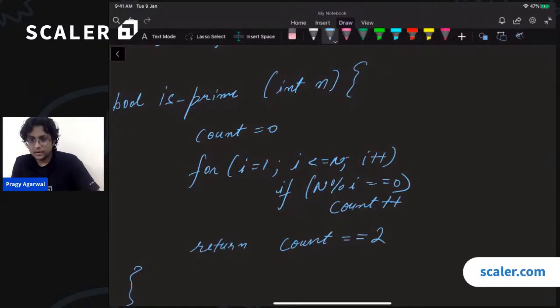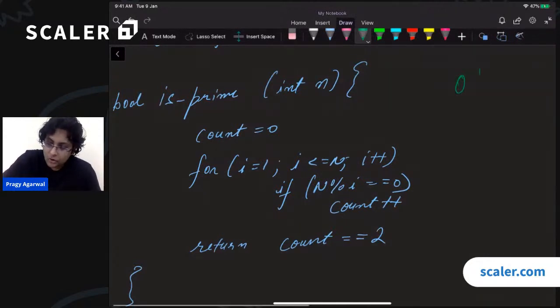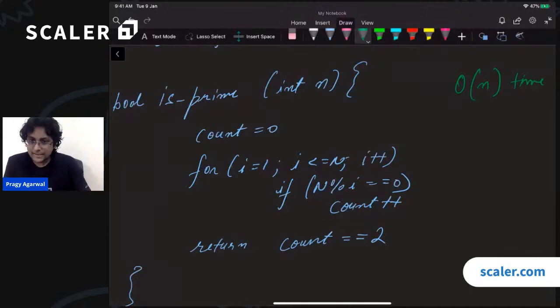Cool. What is the time complexity of this program? This program runs in order of n time. We already know that we can optimize this a lot. So Suraj says, why Boolean? This is prime will return true or false, right? True if the number is prime, false if it is not. Which is why we are returning a Boolean.